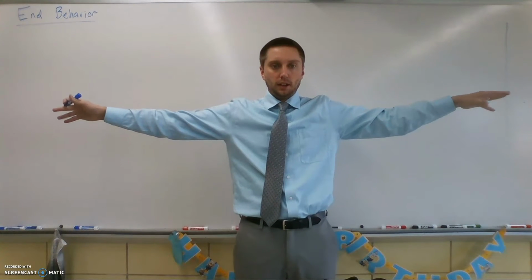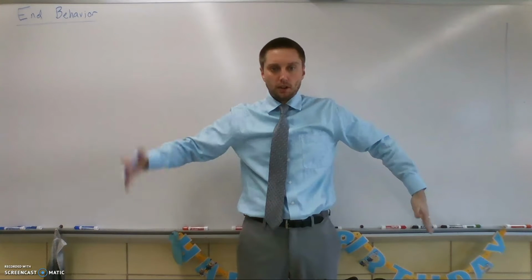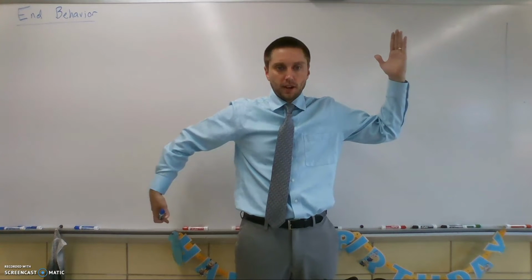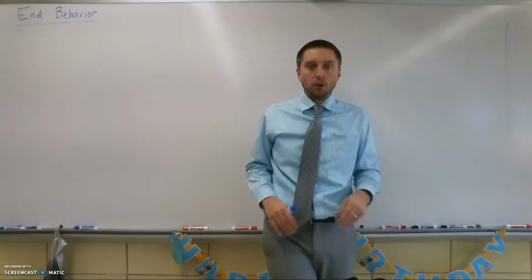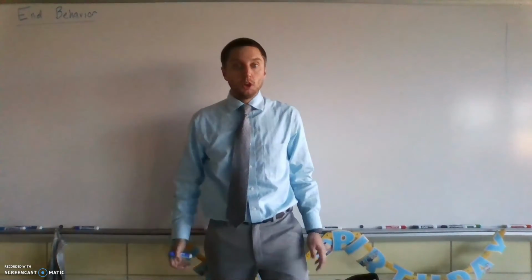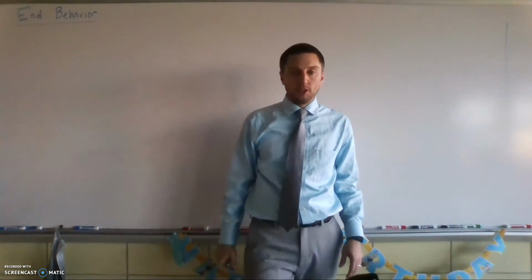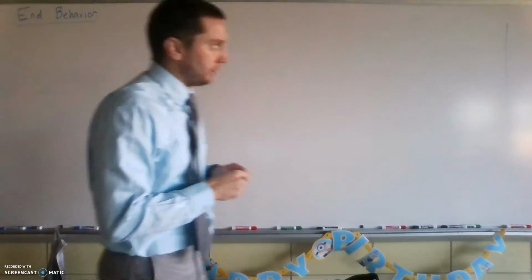Okay, are both ends going up like a touchdown? Are both ends going down? Is it looking like our odd graph? Maybe there's some sort of horizontal asymptote. So what's going on with these graphs? Okay, so we call this the end behavior of our functions. So what's going on? What's the end behavior?